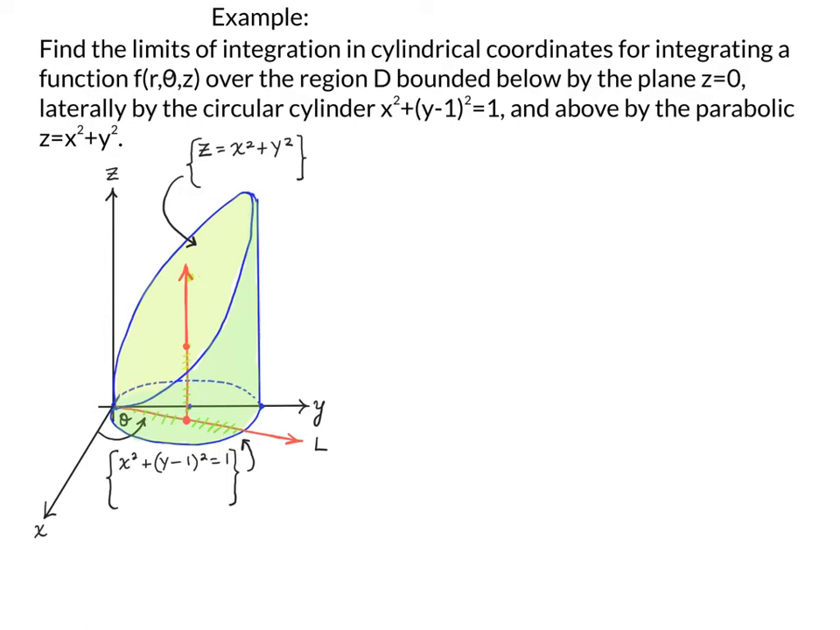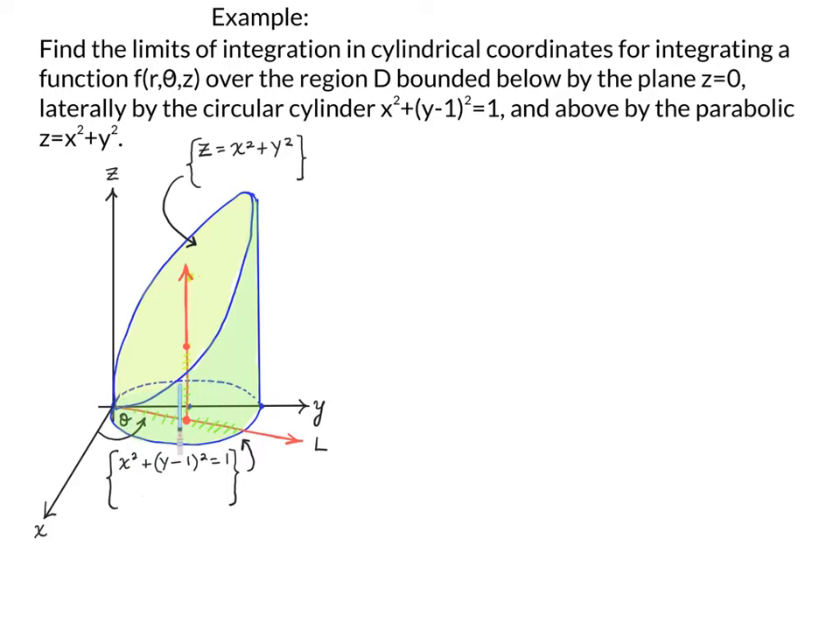Let's try an example. We want to find the limits of integration in cylindrical coordinates for integrating a function f of r, theta, and z, these are our cylindrical coordinates, over the region D, bounded below by the plane z equals 0, and of course the plane z equals 0 is the xy plane. Bounded laterally by the circular cylinder, x squared plus (y minus 1) squared equals 1, and that gives us a circle on the xy plane.